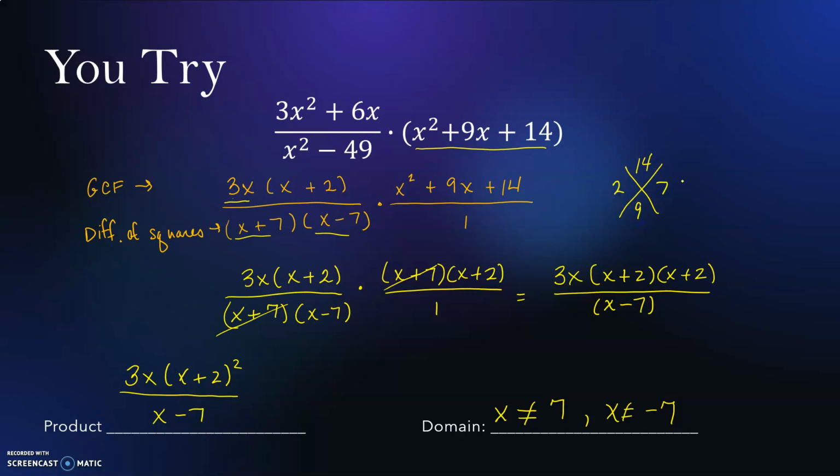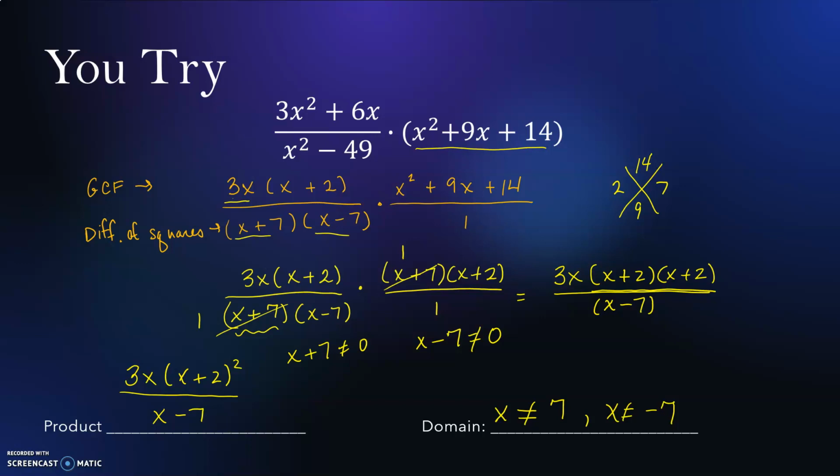And then I was able to cancel an x plus 7 because x plus 7 divided by x plus 7 is 1. So I had 3x times x plus 2 times x plus 2. I rewrote that as 3x times x plus 2 squared because I just noticed that there were two identical factors. When I set up my domain restriction, I made sure I thought about the one that I had canceled, the x plus 7. That can't be 0. And also the one that's still there, x minus 7, can't be 0 either. So that's how I set up my domain restriction.